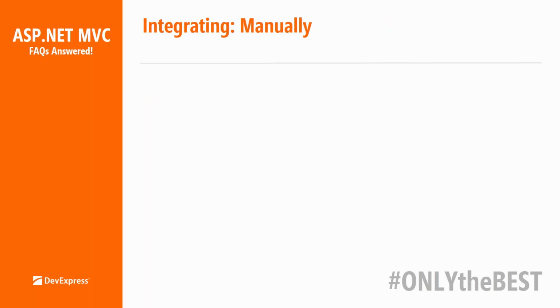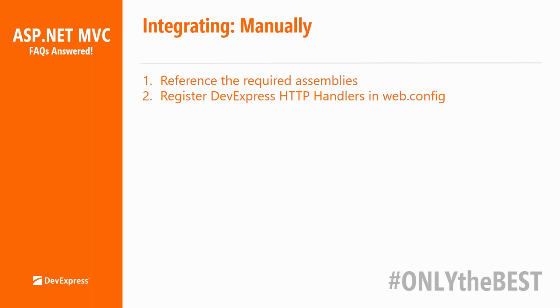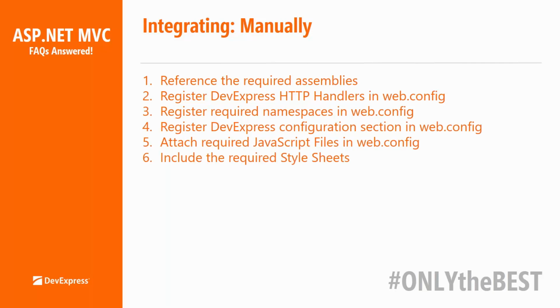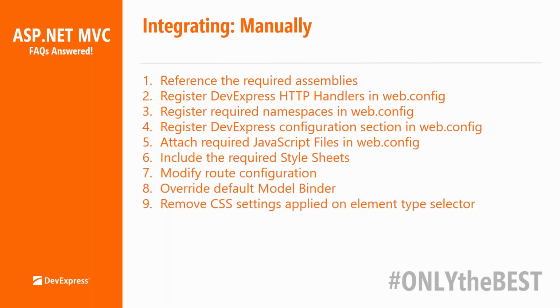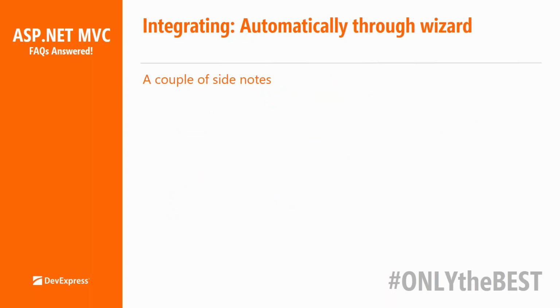So if you want to include it manually because you want to know what's going on, you need to first reference the required assemblies. You need to register HTTP handlers. I'll talk about that a bit later. Namespaces, configuration section, etc. And last, you have to check your document type. So altogether, it's quite a bit of work. So I would definitely advise you to use one of our wizards that we provide.